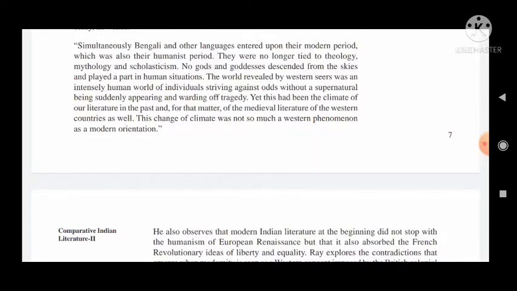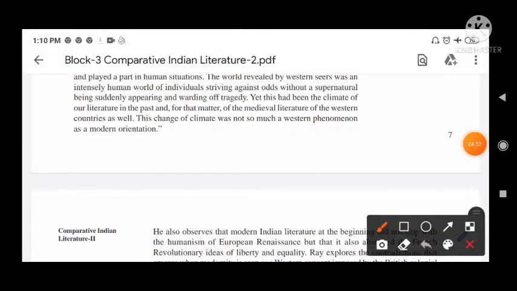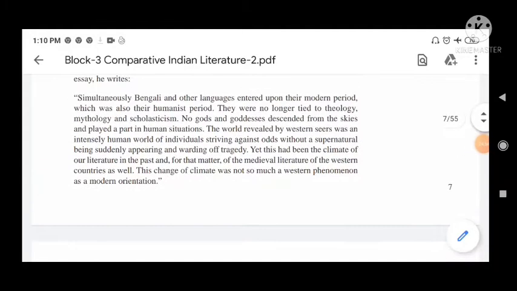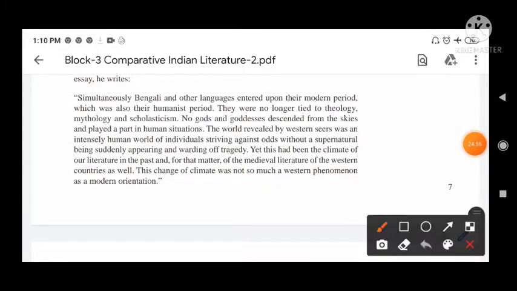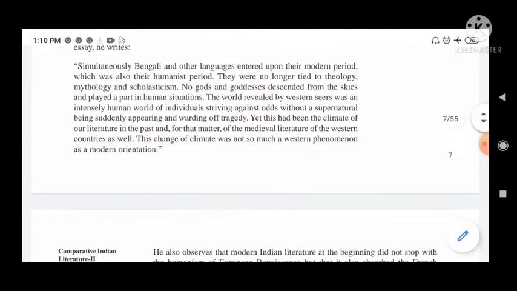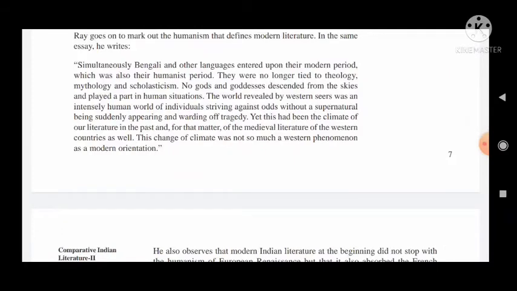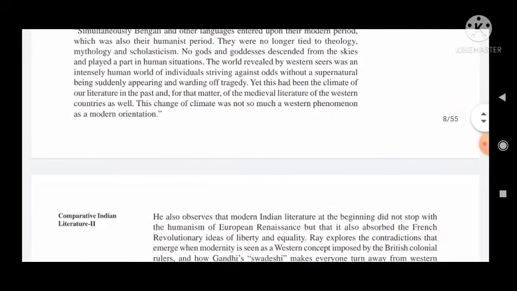Here is the main key point of Raja Ram Mohan Roy's writings, you can note down: they were no longer tied to theology, mythology and scholasticism. No gods and goddesses descend from the skies and play a part in human situations. The world revealed by Western seers was an intensely human world of individuals striving against odds without a supernatural being suddenly appearing and warding off tragedy.